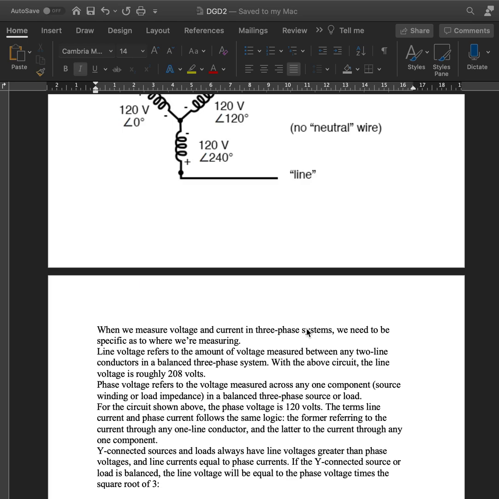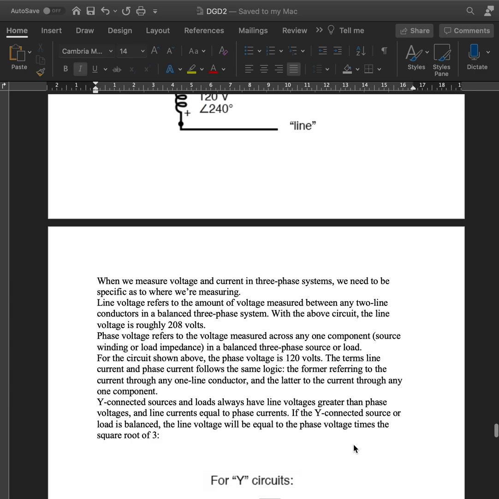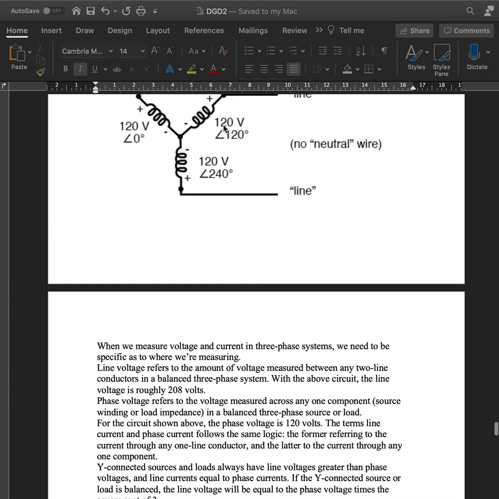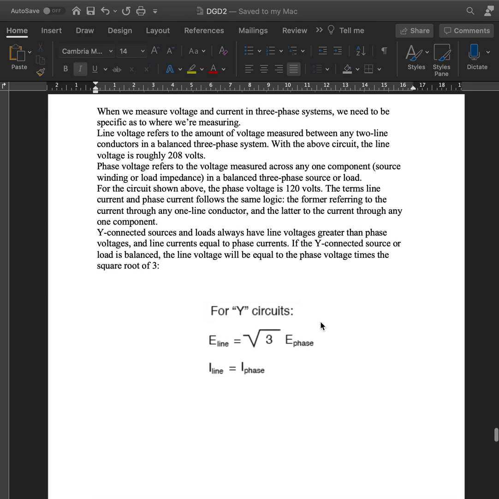Y-connected sources and loads always have line voltages greater than the phase voltages, and the line current equals the phase current. So in Y, only voltages change, and generally line voltages are higher than the phase voltages. In a balanced system, the line voltage is equal to the phase voltage times the square root of 3. So E line is equal to square root of 3 times E phase. Square root of 3 times 120 gives you roughly 208. And I line remains the same as I phase.